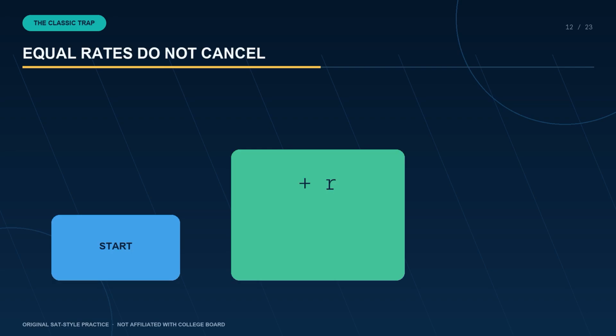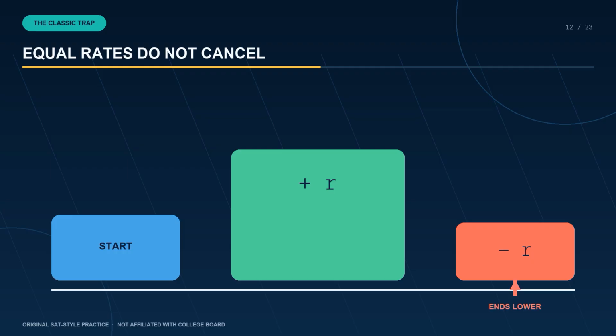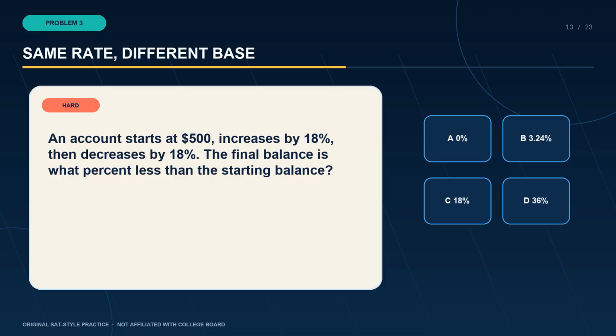If you rise by r and then fall by r, the combined multiplier is (1 plus r) times (1 minus r), which equals 1 minus r squared. The square is positive, so the final value is always lower than the start whenever r is not 0. Problem 3. An account starts at $500, increases by 18%, and then decreases by 18%. The final balance is what percent less than the starting balance?